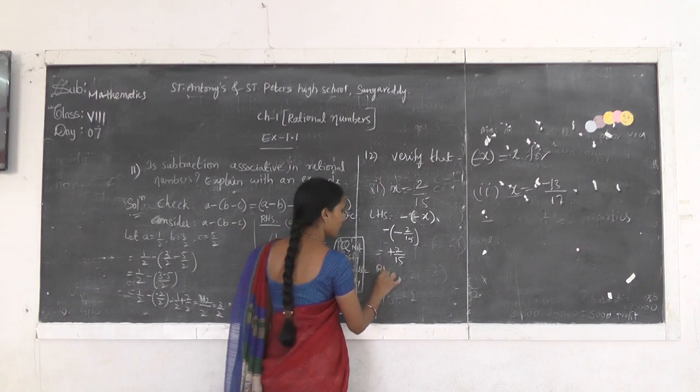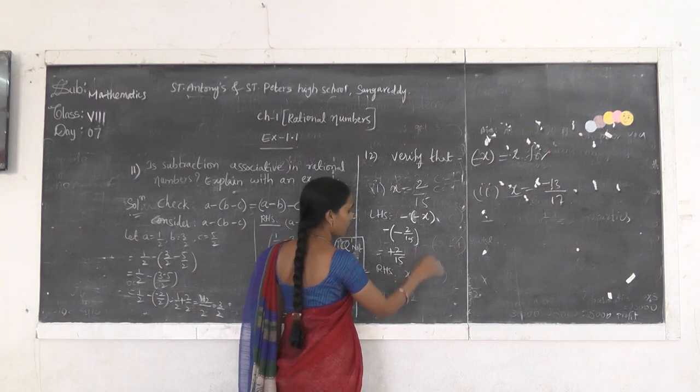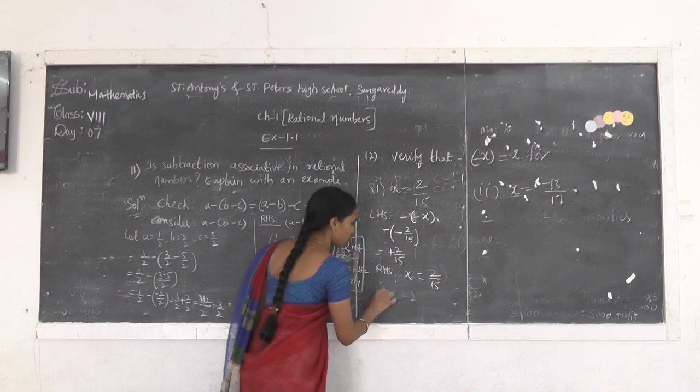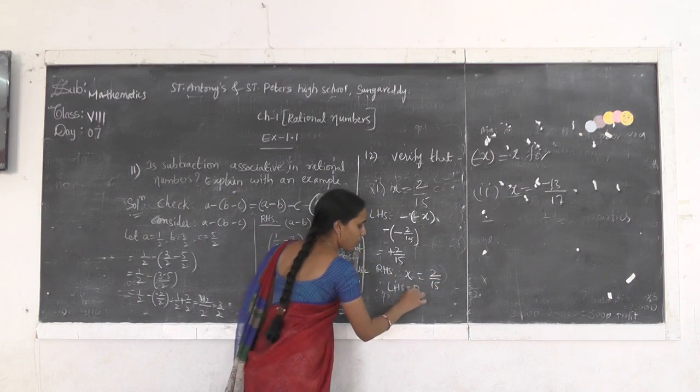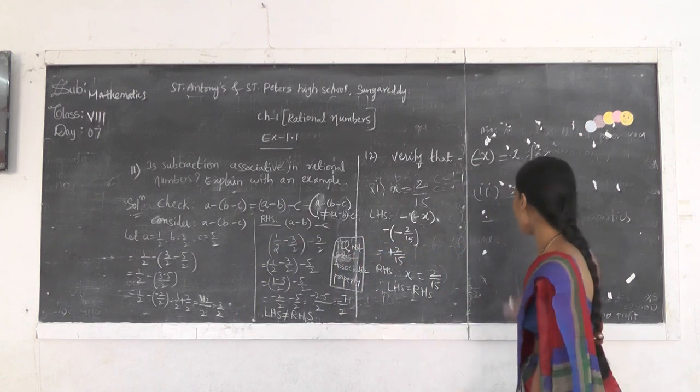Next, similarly we will consider the RHS. What is the RHS part? Just x. What is the x value you got? 2 by 15. So therefore LHS is equal to RHS. Like this we can prove that LHS is equal to RHS. Come to the next question.